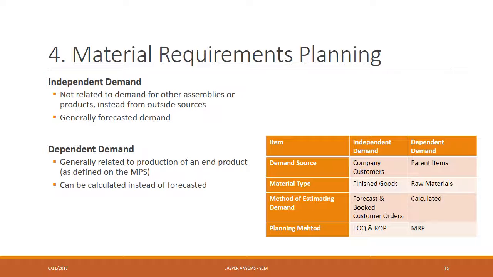So next up is material requirements planning, and you have two kinds of demand. The first one is independent demand, so not related to demand for other assemblies or products, instead from outside sources, and this is generally forecasted demand. And the dependent demand is generally related to production of an end product as defined on the MPS and can be calculated instead of forecasted. We can see here the difference on the right in the table between those two kinds of demands.